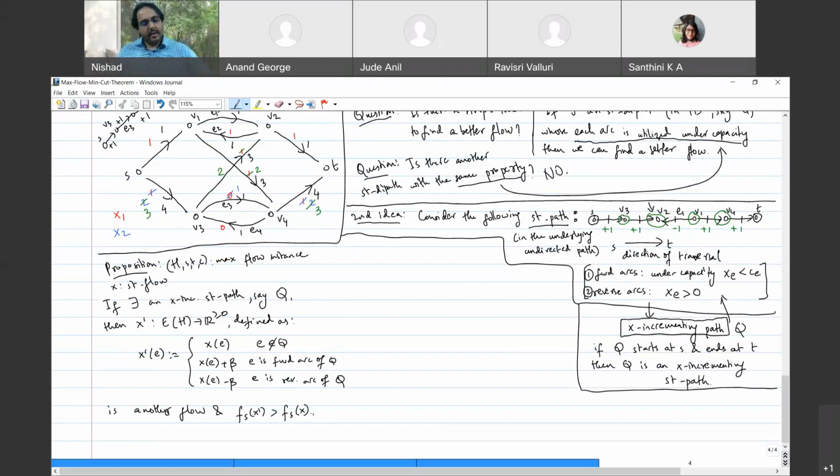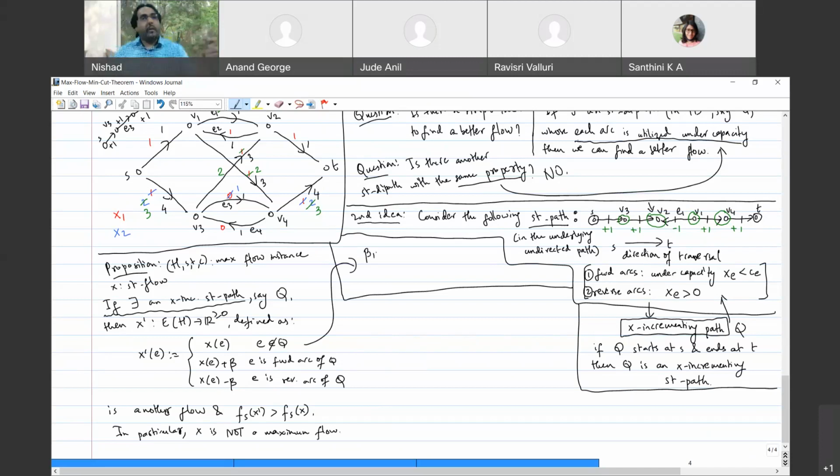Okay. In particular, if there is an incrementing path, then the given flow is not a maximum flow. X is not a maximum flow. Okay. And how do we compute beta?